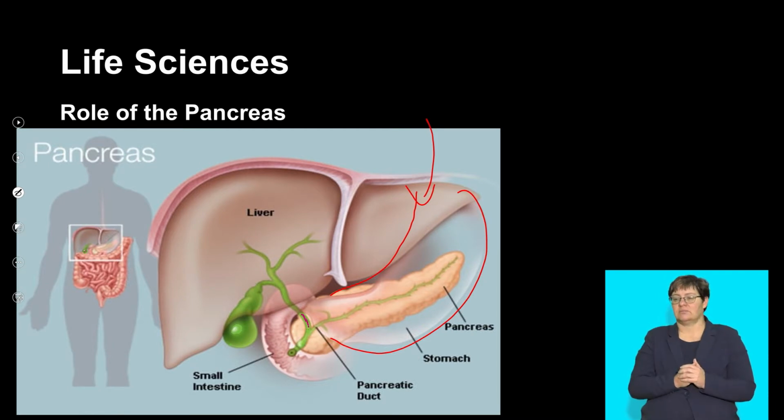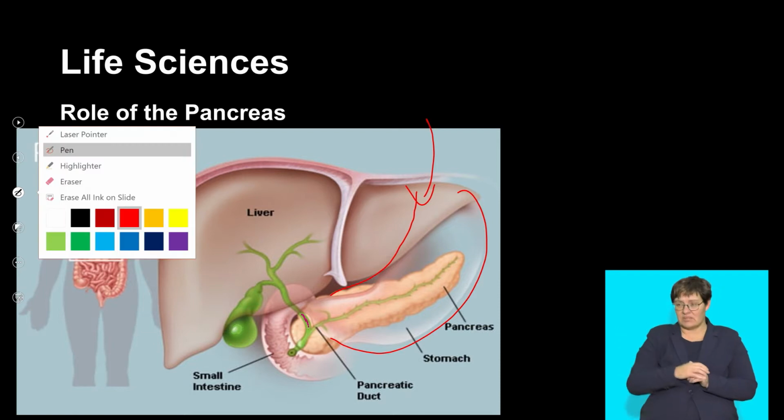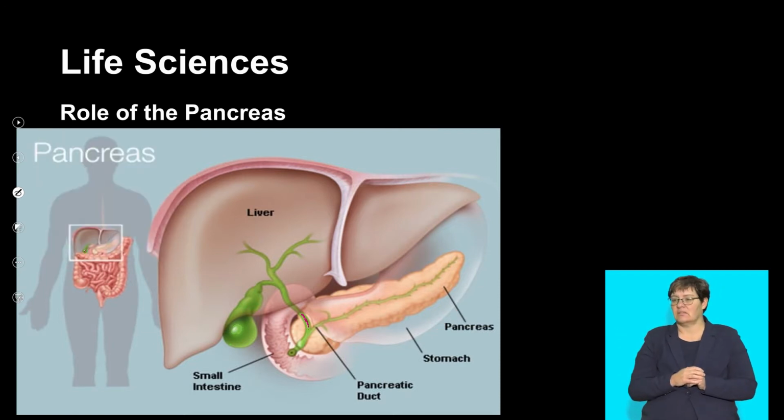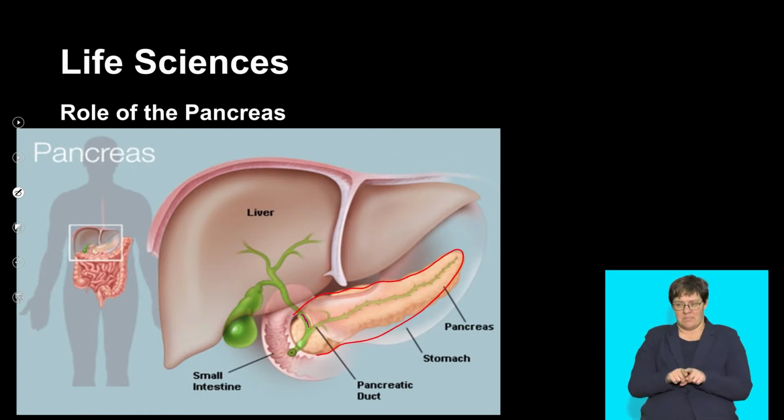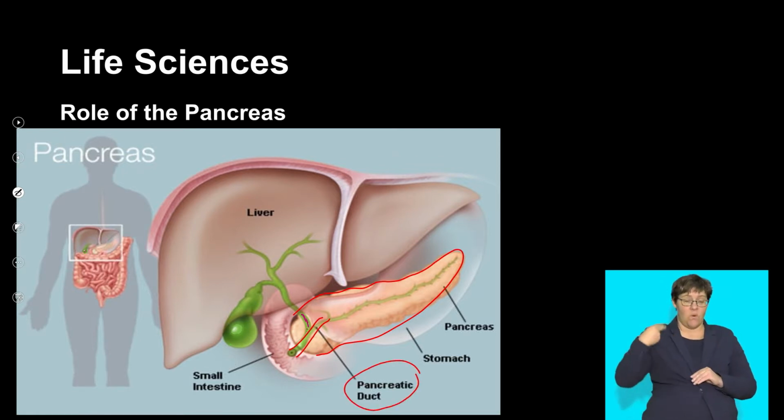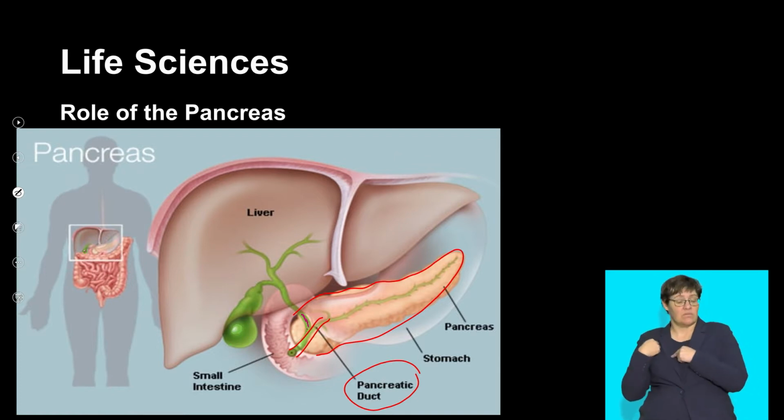If I were to undo my scribbling, I'm going to undo that very quickly for you. You can see that it's clearly an elongated leaf-shaped structure, which you see, and it supplies the duodenum here through a duct called the pancreatic duct. So this little tube or duct transfers the enzymes that are responsible for the digestion process.